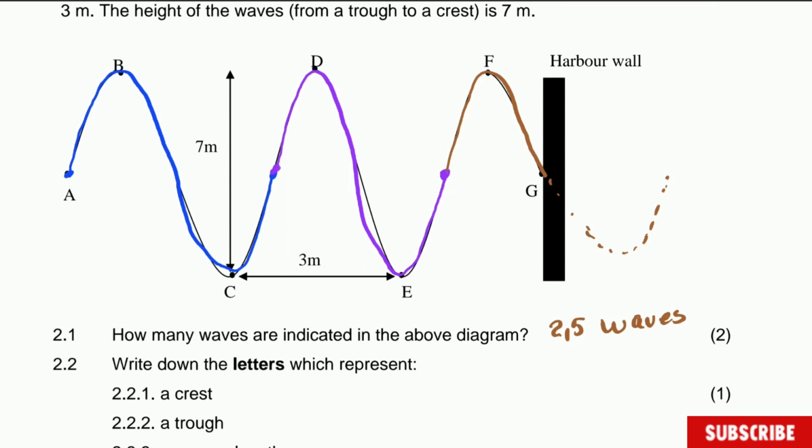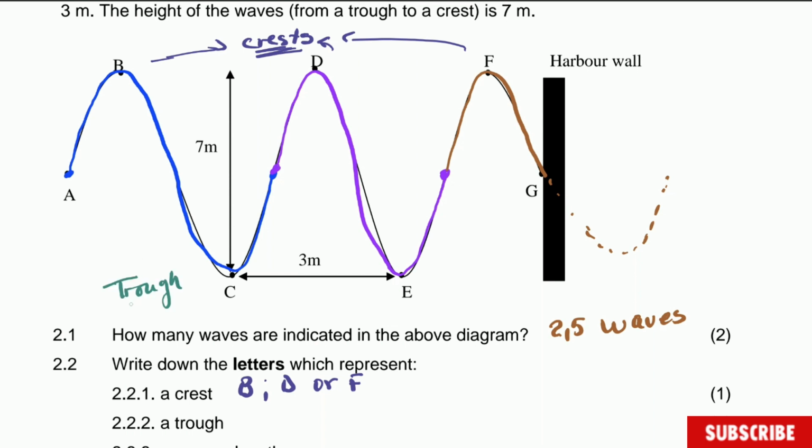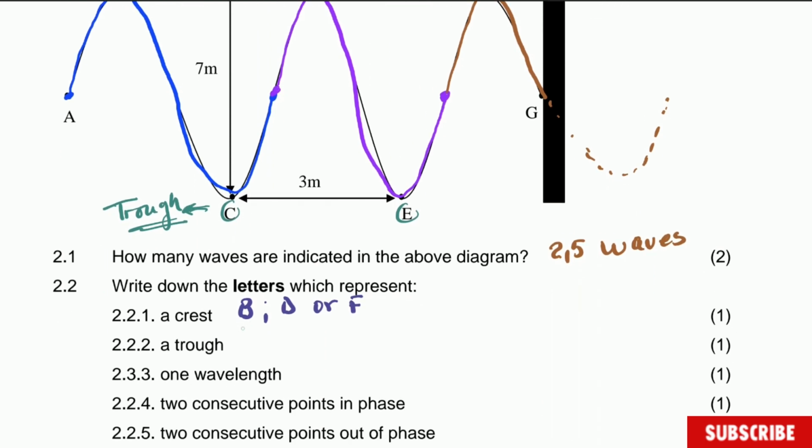Write down the letter which represent a crest. Remember, the crests are the highest points there. So the crests are those points here, either B, D, or F. So in this case, you can write any letter between B, D, or even F. Any of those will represent a crest. Now the second one, 2.2, a trough. The trough, remember, is any point that is at the bottom. So all those points here are going to be trough, which in this case is only 2, so it can be either a C or E. Either of those will represent a trough.